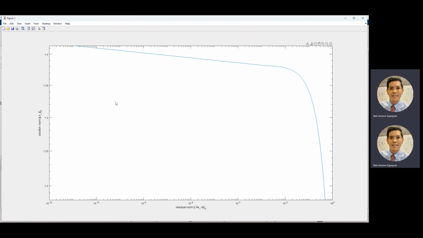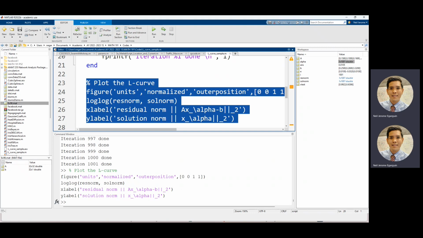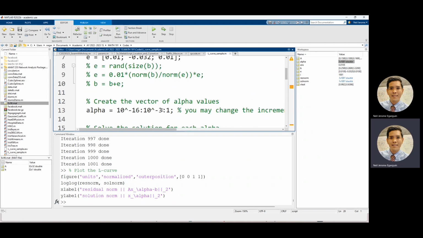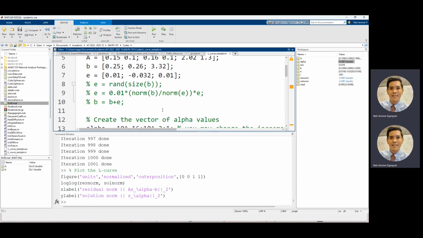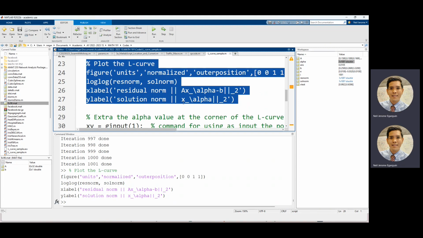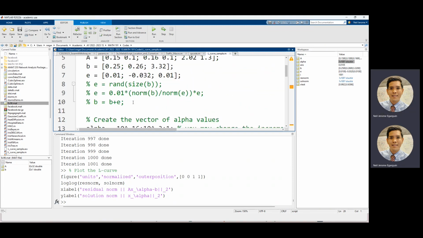All right, so I get this L curve, but hold on. This L curve is quite different from what I have. Oh yeah, hold on. Ah, that's the problem. That's not exactly the L curve that we saw in the modules. The reason is I forgot to uncomment line 10.